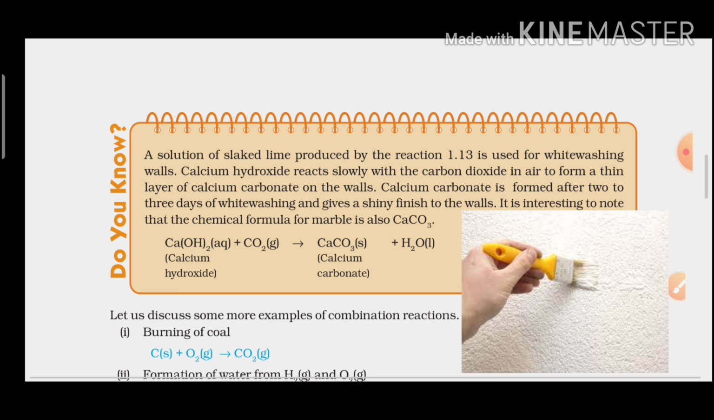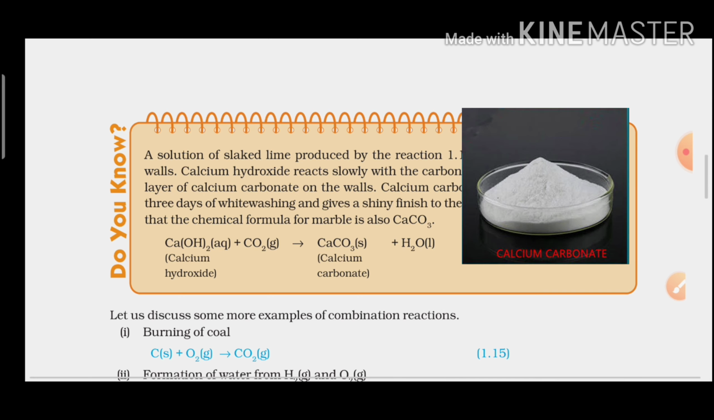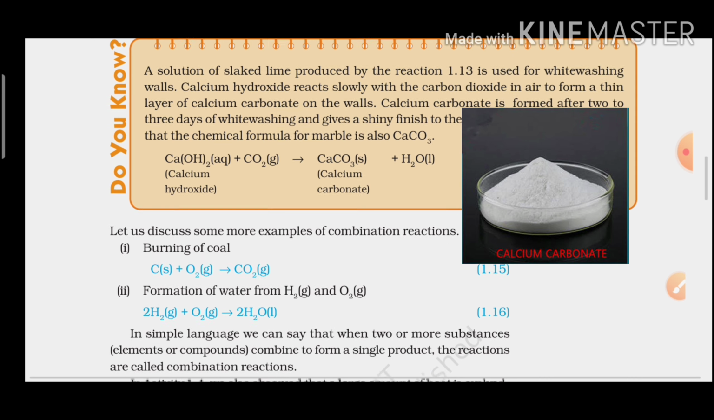The chemical formula of calcium hydroxide is Ca(OH)2, which is in aqueous form. When it reacts with carbon dioxide, which is in gaseous form present in the air, it forms calcium carbonate. The formula of calcium carbonate is CaCO3. Along with this, water is also formed.